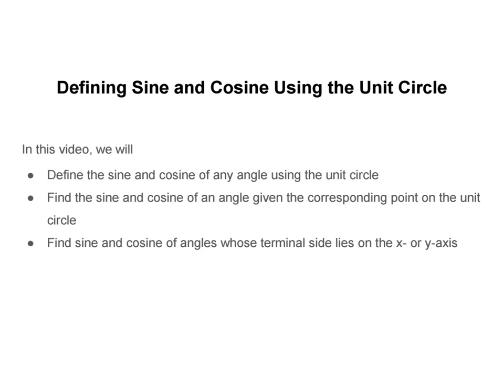In this video, we're going to discuss how to define sine and cosine using the unit circle. In particular, we're going to define the sine and cosine functions for any angle using the unit circle, not just for acute angles. We're going to find the sine and cosine of an angle given the corresponding point on the unit circle, and find the sine and cosine of angles whose terminal sides lie on either the x or the y axis.